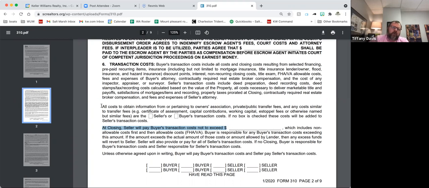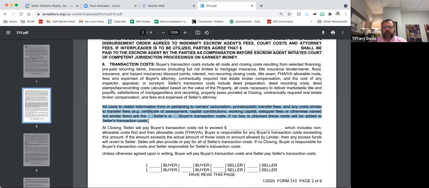The one right before this is one that's coming back to kind of bite some of us right now. Is this all costs obtained from or pertaining to owners association, transfer fees, certificate of assessments, capital contributions, working capital, estoppel fees. It does specifically map out who pays that here. It used to be if you didn't mark it off, it was bad. They'd split it or somebody'd be mad. If you don't mark this one off, it says in here, it defaults to the seller's transaction costs.